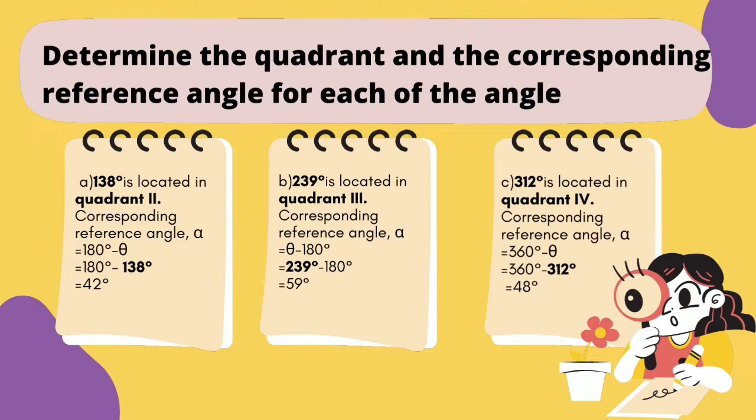C. 312 degrees. 312 degrees is located in quadrant 4. Corresponding reference angle alpha equal 360 degrees minus theta. 360 degrees minus 312 degrees equal 48 degrees.